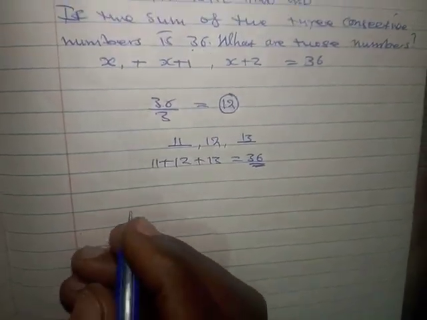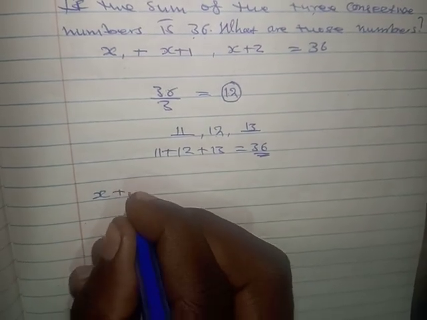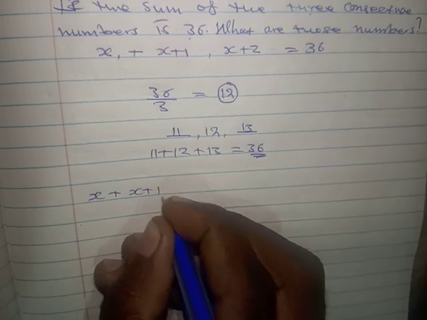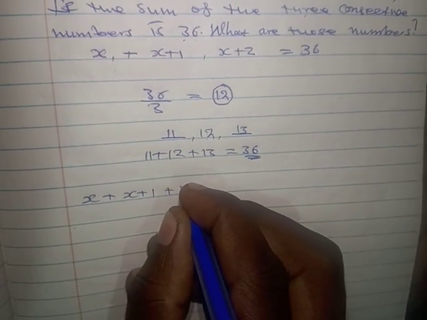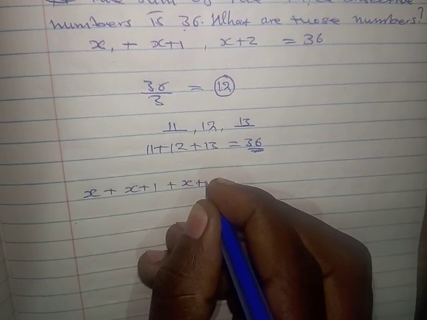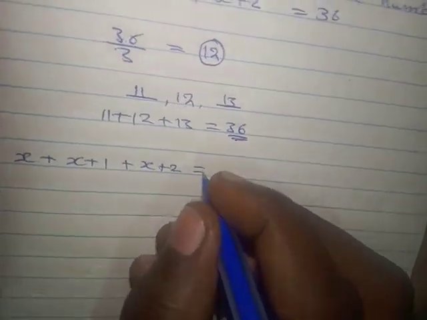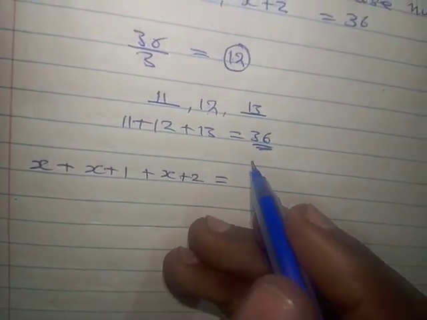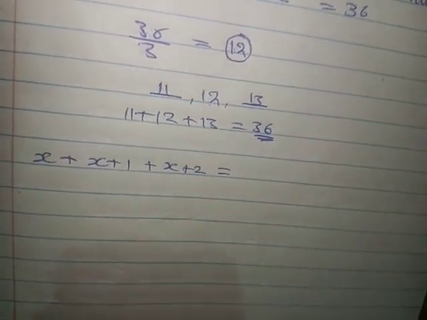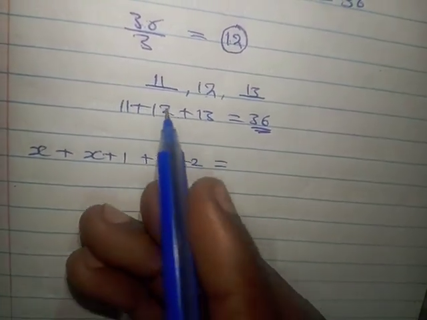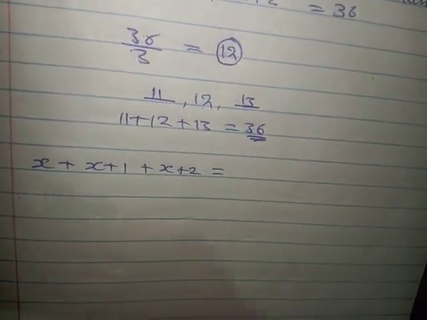We have used division. Now let us use the addition formula to find those numbers, if it is possible, and see if it is going to give us the same answers.